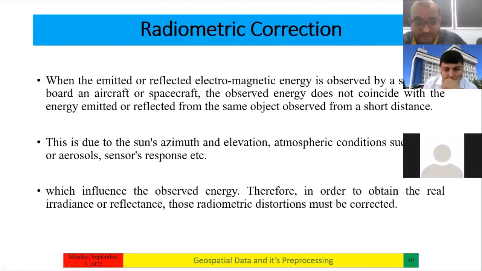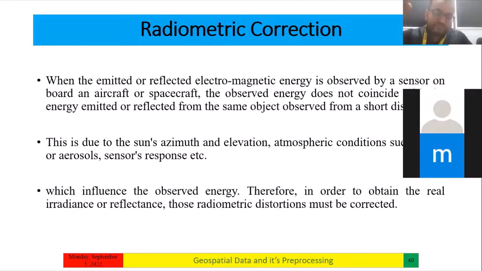Then the next one is radiometric calibration. Radiometric calibration is done to convert the digital number into the actual reflectance value. Whenever there is a problem like azimuth and elevation, atmospheric correction such as fog or aerosols, or sensor response is not proper, then whatever the Earth features are reflecting, the energy is not reflected from the surface of the Earth, but from the top of the atmosphere.